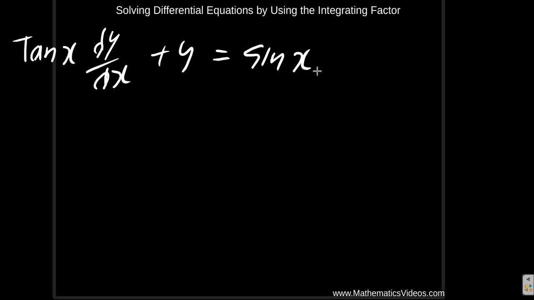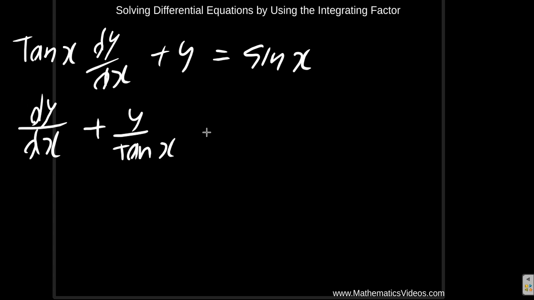Can we solve it by separating the variables? It doesn't seem so. Oh, hold on. Let's see something here. Suppose you divide both sides by tan x. What would you get? On this side, it would be dy by dx plus y divided by tan x is equal to sine x divided by tan x.